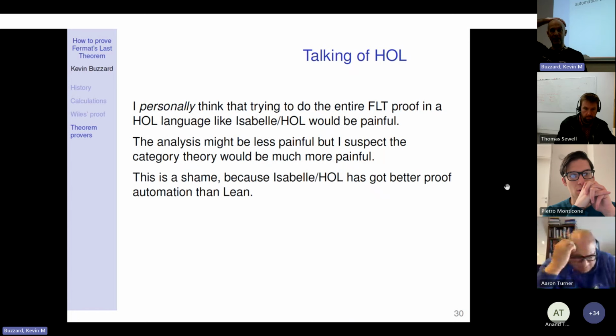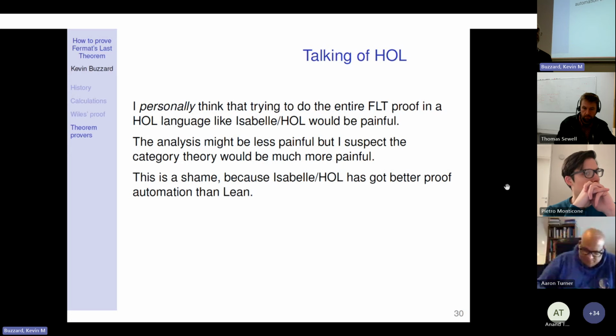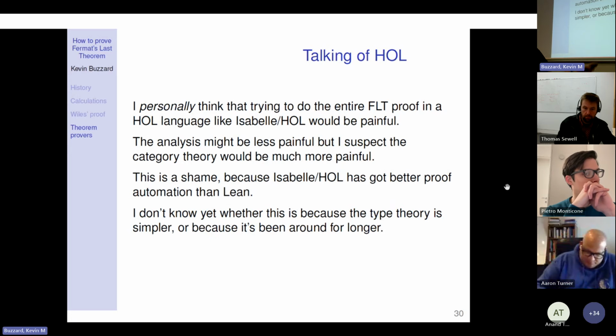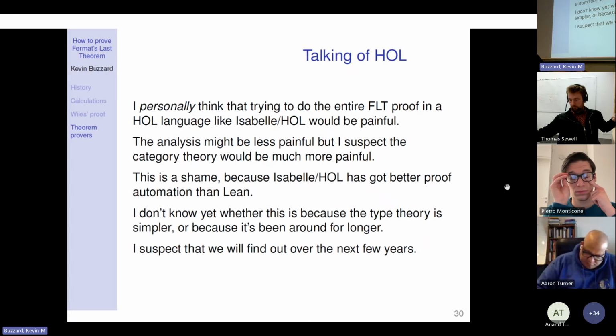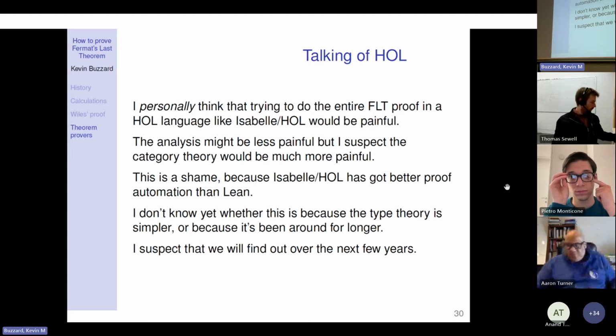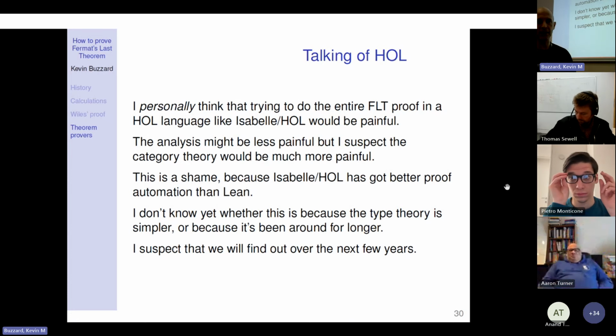Of course, the other thing that Isabelle has going for it is it's got better proof automation. It's got Sledgehammer, for example. And again, that might be because it's got a simpler type theory. And so I think within the next 5 years, we're going to find out whether Isabelle's automation is better than Lean's simply because Isabelle is a better system or uses a simpler type theory, or is it just because no one's written the right automation yet for Lean? So as I say, if I'm proving Fermat's Last Theorem, people might be motivated to try and answer this kind of question.